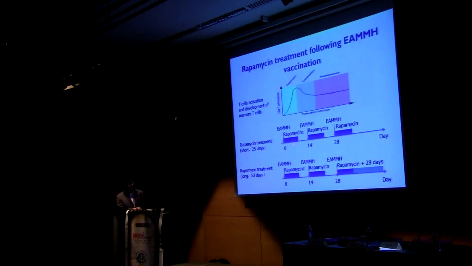We used 2 strategies for rapamycin treatment. One is to use the rapamycin 7 to 8 days after EAMMH immunization. That means the rapamycin mainly plays a role in the T cell expansion time. Another treatment is long-term treatment. After the last treatment, we add 28 days treatment of rapamycin. This should play a role in the contraction of T cells.